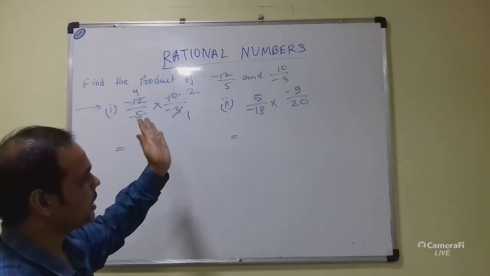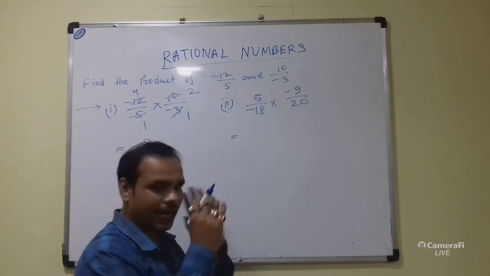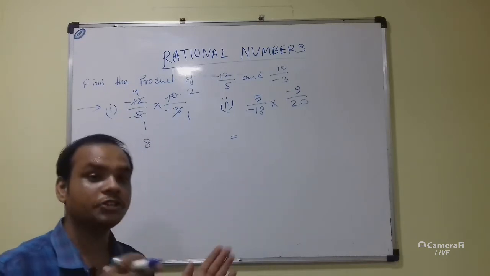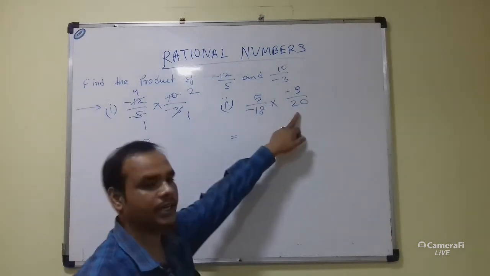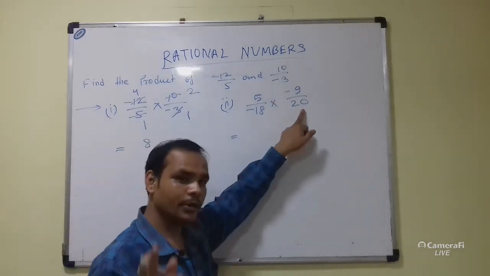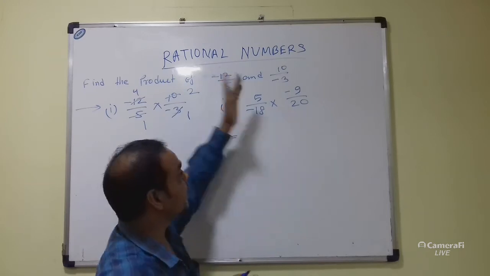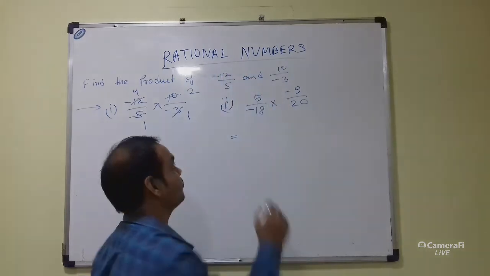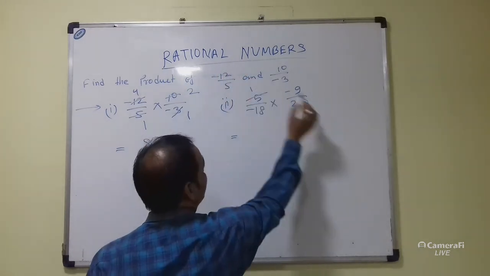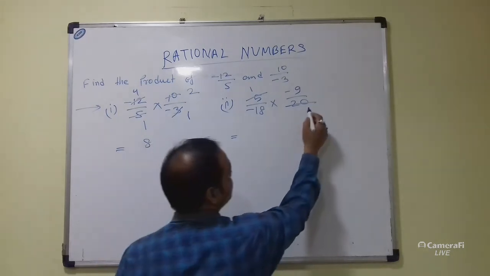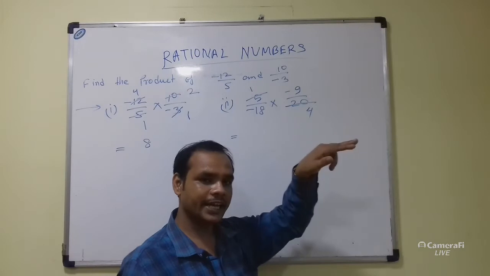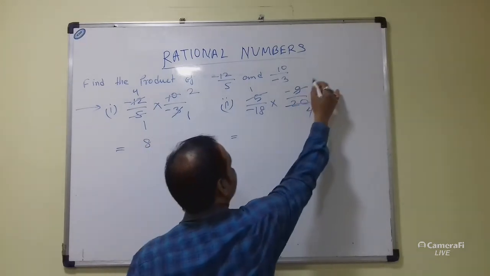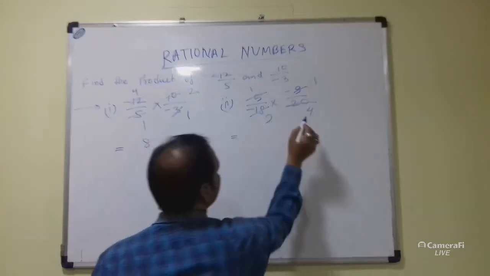So students, at first we have to find whether there is any common divisor of the numerator and denominator or not. So here you can see that 5 and 20 have a common divisor, which is 5. So we can divide 5 and 20 by 5. So 5 divided by 5 is 1 and 20 divided by 5 is 4. Again we can divide 18 and 9 by 9. So 9 divided by 9 is 1 and 18 divided by 9 is 2.